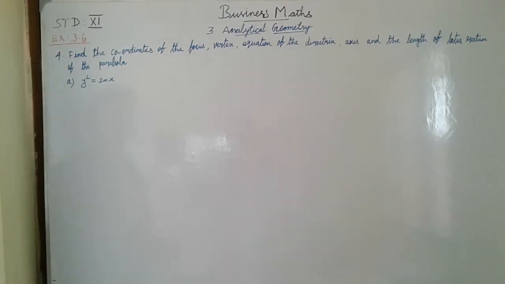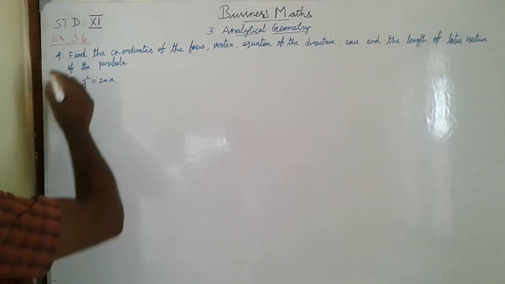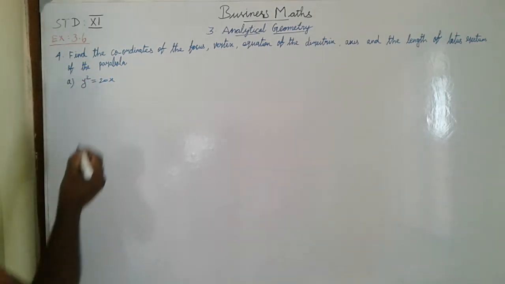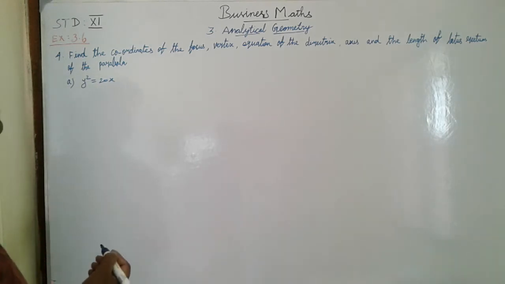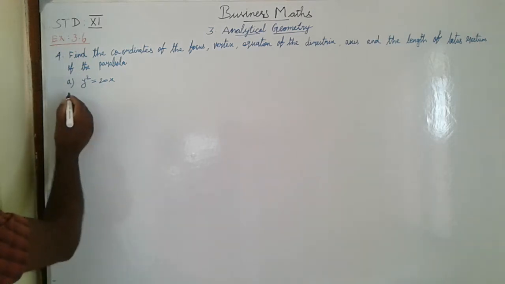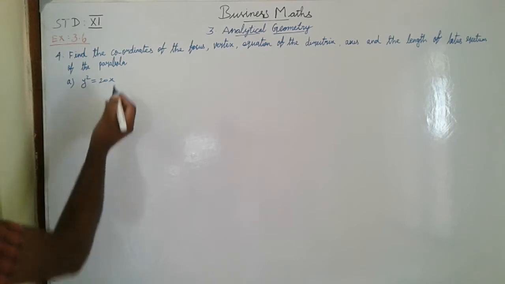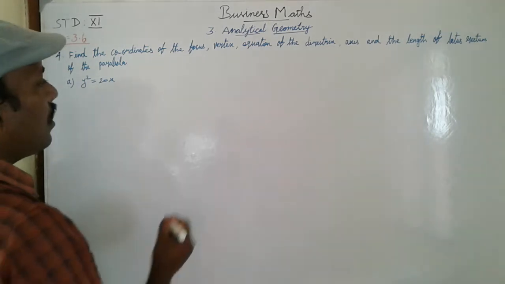Good morning, students. 11th standard business maths, third chapter, analytical geometry, exercise 3.6, fourth sum. Find the coordinates of the focus, vertex, equation of the directrix, axis, and the length of the latus rectum of the parabola. First one is given y square equal to 20x.